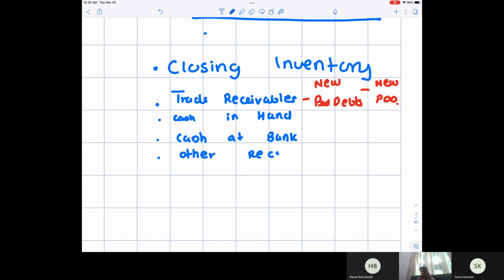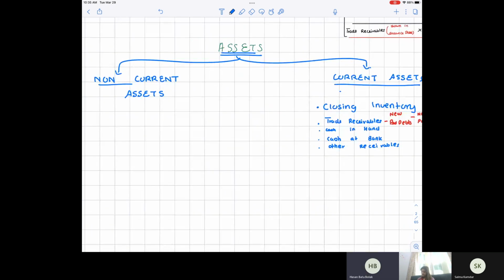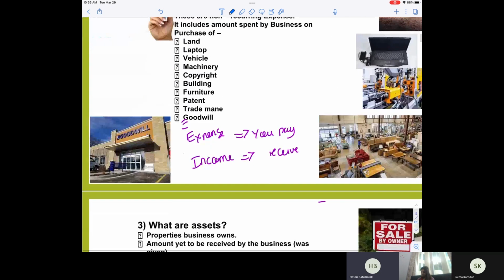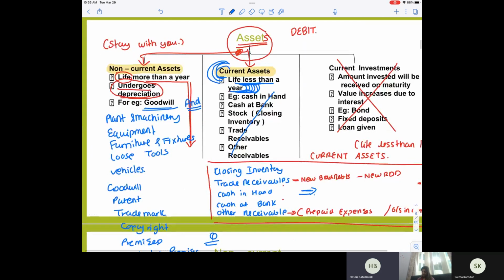What about non-current assets? What is a non-current asset? Machinery. First, tell me what non-current assets are. It's the assets that we own or hold for more than 1 year. And it undergoes depreciation. What do you mean by saying that it undergoes depreciation? Means over time it loses its worth.